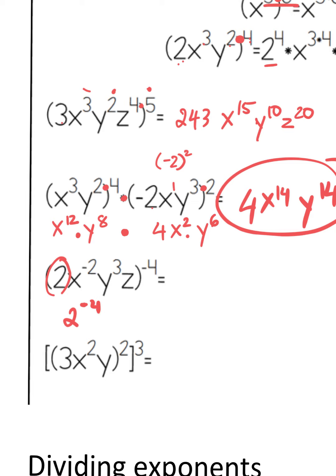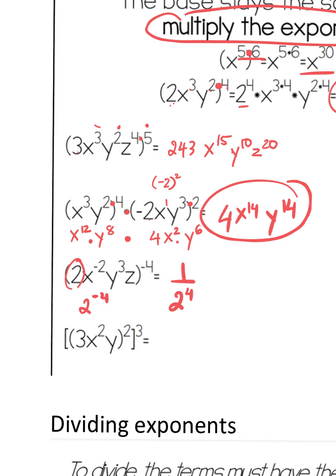Okay, remember we're going to flip and negate 1 times 2 raised to the power of 4. If you do that, the number by itself will be 1 over 16. 2 raised to the power of 4 is 16. All right, so we're done with the number.